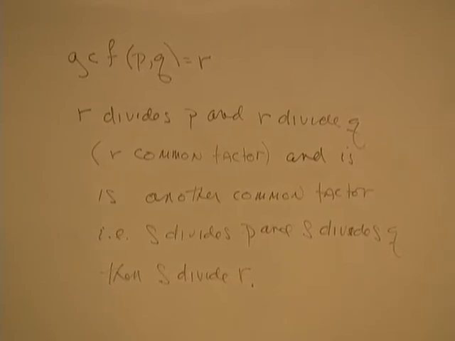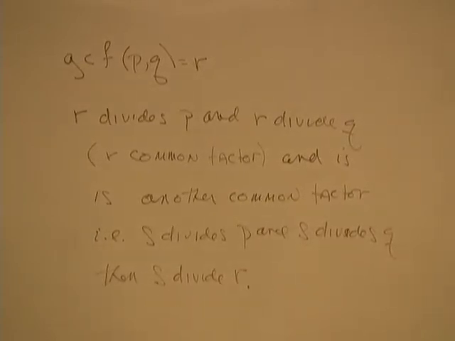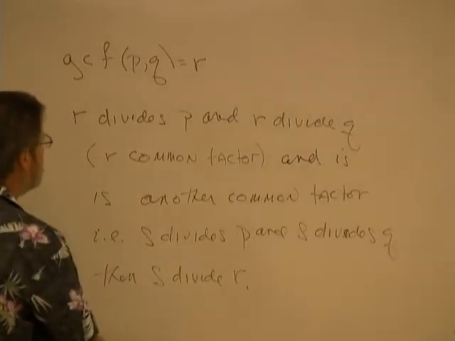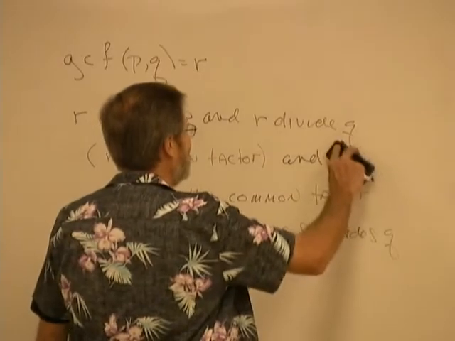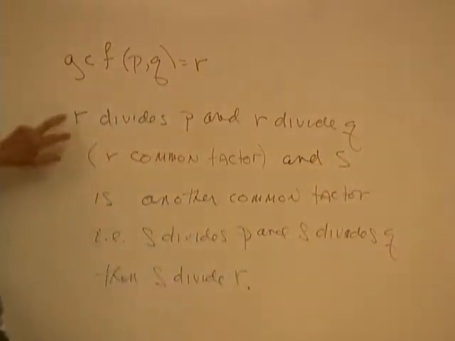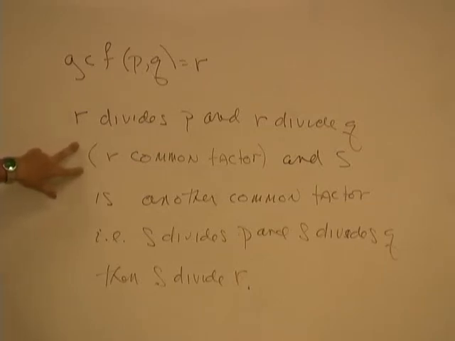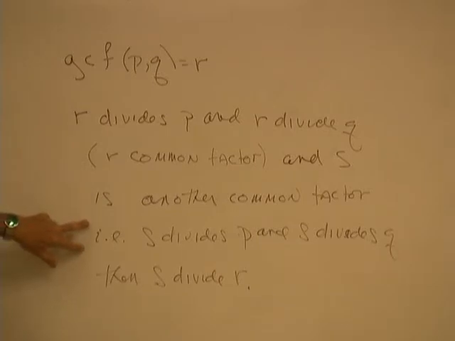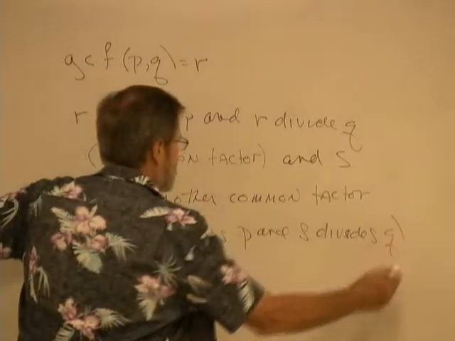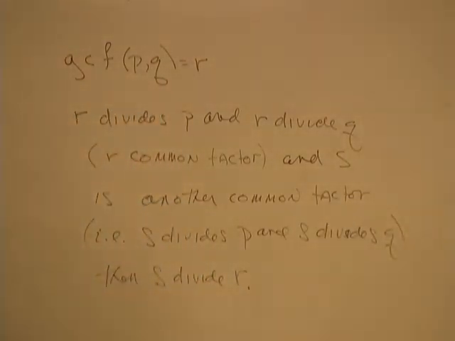So let me read this. R divides P and R divides Q. That means that R is a common factor. So if the greatest common factor of P and Q is R, it means that R is a common factor, and if S is any common factor, S divides P (I should put this in parentheses) and S divides Q, then S divides R. Right? That's what makes R the greatest.